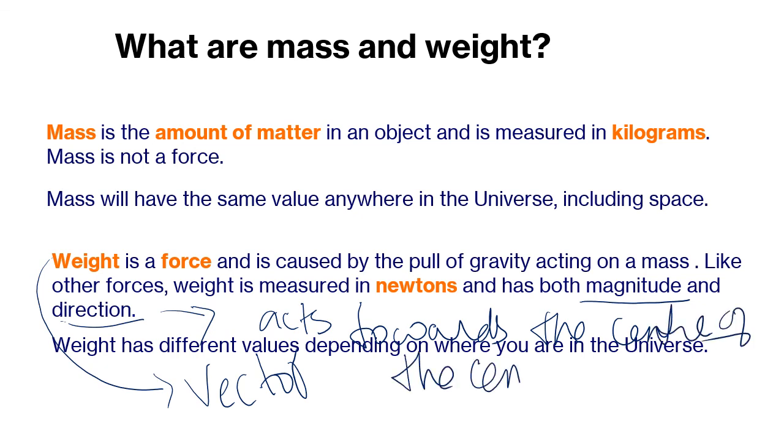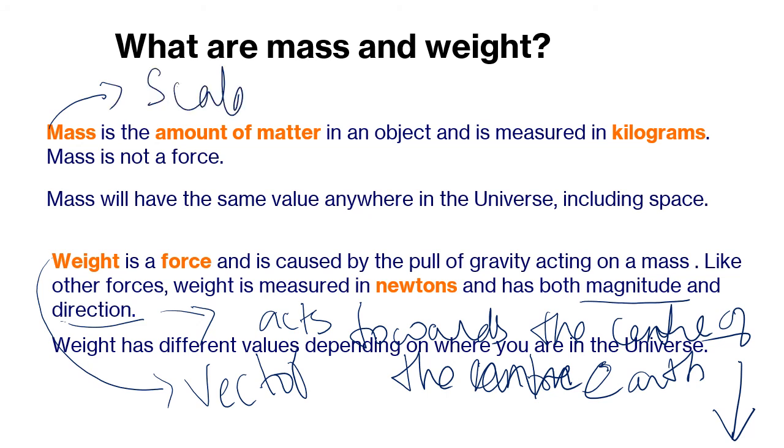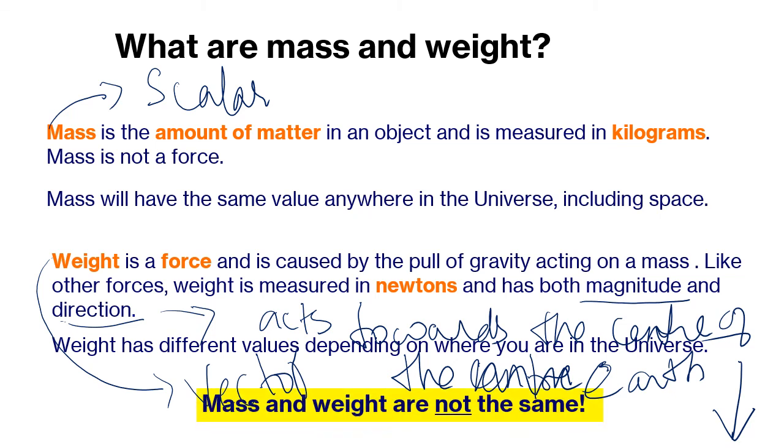And that means, what am I writing? Towards the center of the Earth. And that means the weight is always acting downwards. So weight is a vector quantity. Mass doesn't have any direction, so it is a scalar quantity. Okay, so this is what weight is.